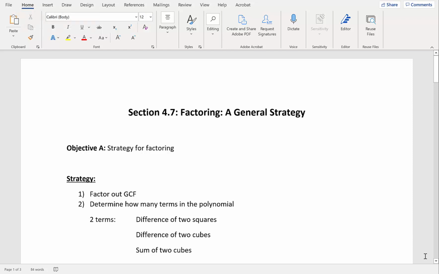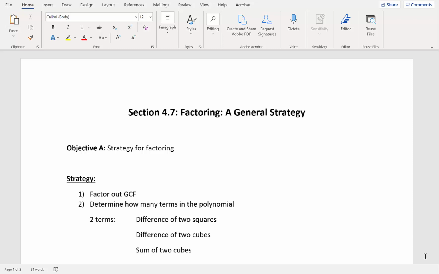In this video, we'll take a look at section 4.7, which is factoring, a general strategy. So the main concept in this section is just a general strategy for factoring: what to look for and then how to proceed with factoring out the polynomial that's given to you.